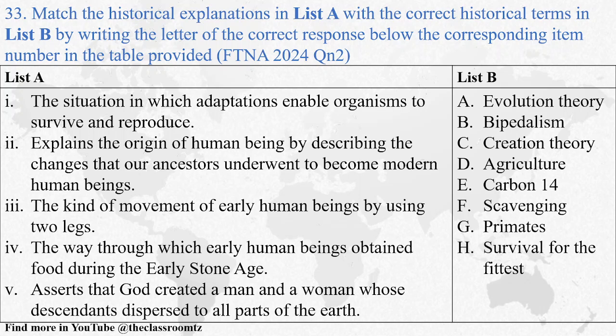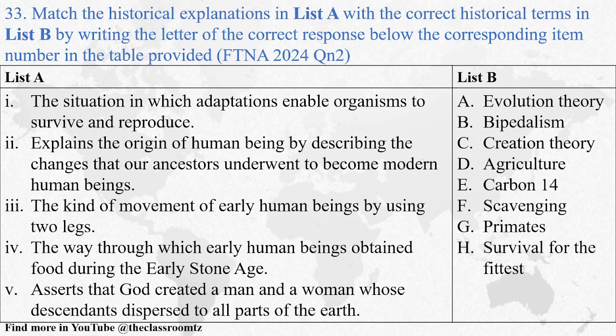If you know what is evolution theory, if you know what is bipedalism, you know what is creation theory, you know what is agriculture, you know what is carbon 14, you know what is scavenging, you know what is primates, you know what is survival for the fittest. If you are aware of all these eight terms, then you are lucky. Nothing can be asked in list A that you don't know about, because you know what those in list B are. So from there, you come back to list A: the situation in which adaptation enables an organism to survive and reproduce.